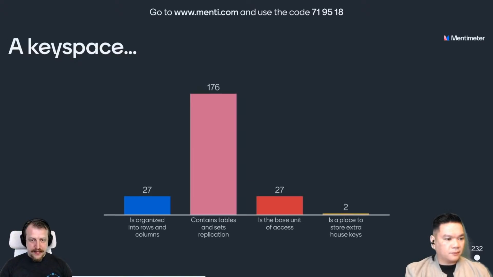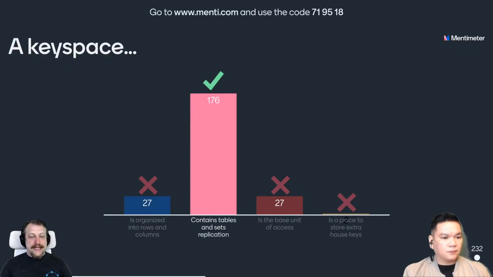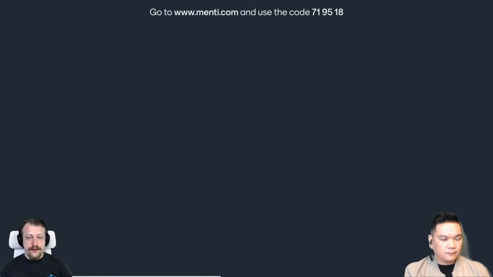Time is up, and let's see. Yes, keyspace contains tables and sets replication, and that's the correct answer. Some people answered it is organized into rows and columns. No, a keyspace is not organized into rows and columns, but it's a container for tables. And some people say that a keyspace is a base unit of access. Well, it's not a base unit of access. It's a container for tables.